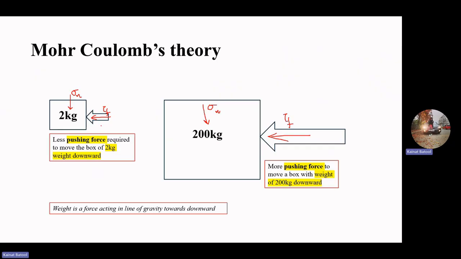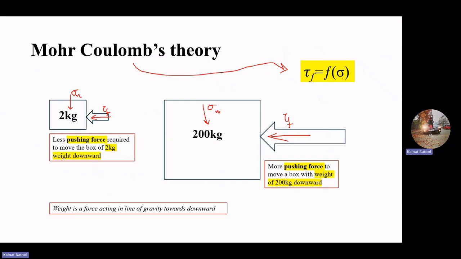So it's very obvious that when the weight is 2 kg, it's easier to push this box as compared to when it weighs 200 kg. It will require more shear or push force to move it from one place to another. So similarly, Coulomb presented this function as tau f, a function of sigma. Tau is the value of shear stress and sigma is the value of normal stress.